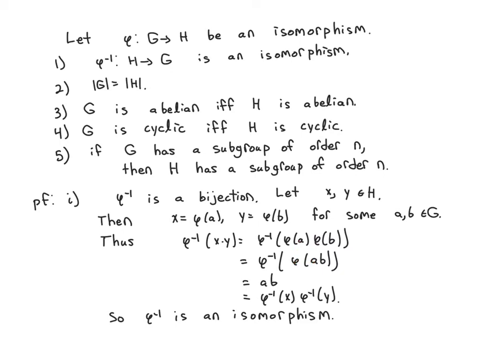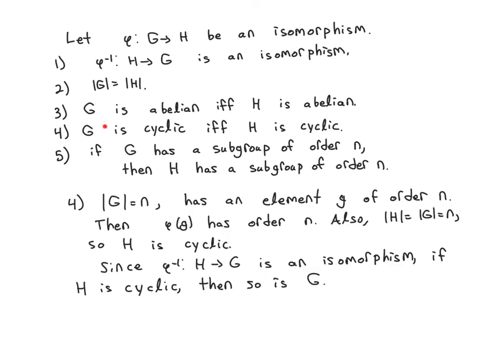Then I can use the fact that phi inverse is the inverse of phi. So phi inverse of phi is the identity map, so this expression is just A times B. But A is phi inverse of x, and B is phi inverse of y. So we do actually get that phi inverse preserves products. And since it's also a bijection, it is therefore an isomorphism.